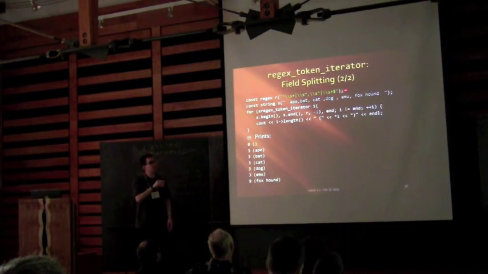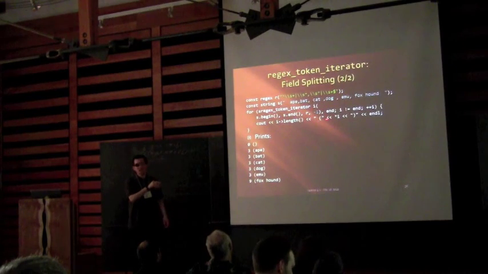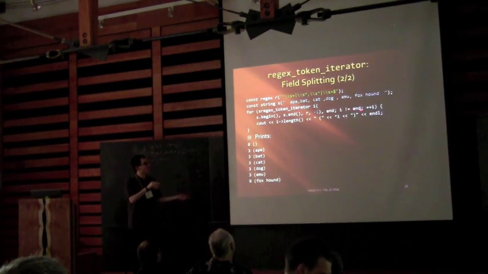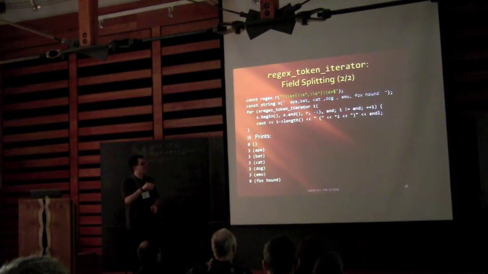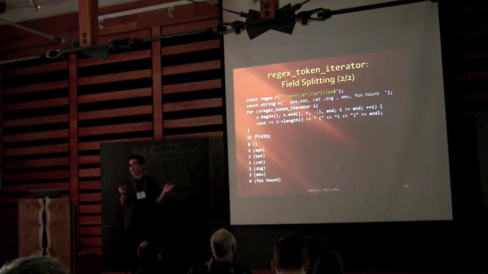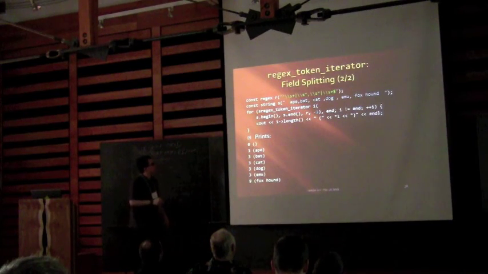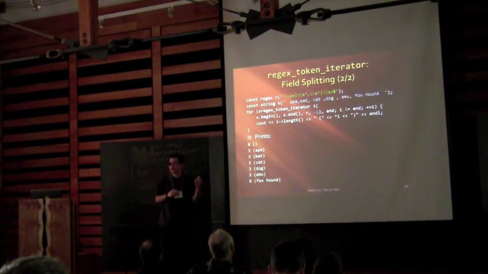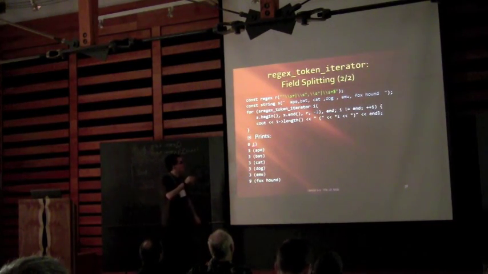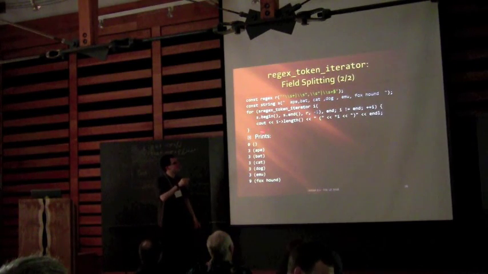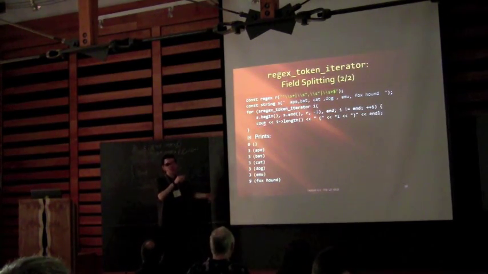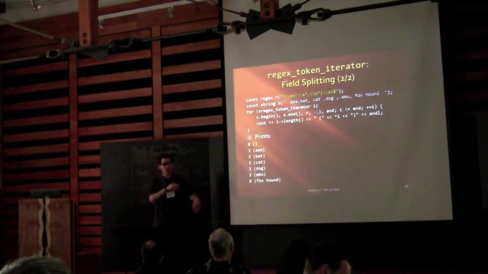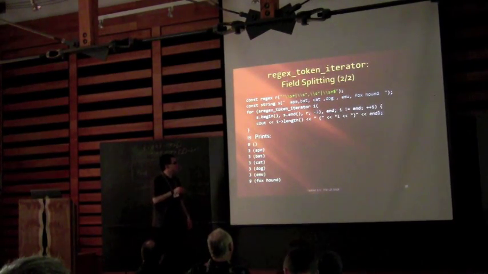I construct this regex token iterator, exactly the same loop as before, except I give it a hard-coded negative one, and then I print out the match in addition to the length, just showing that I can get the submatch's length, subtract those iterators, and so on. Because my string started with the field splitter, think of it as a new line. I've got an empty line at the beginning of my file. So I get an empty match of zero length. I could easily put an if test here saying, if length is over zero, then do something cool, otherwise ignore it. But this is how regex token iterator works.